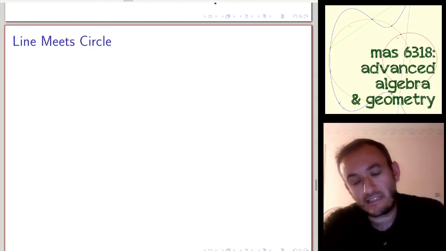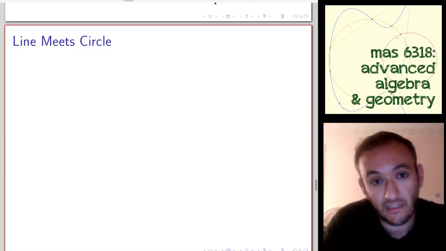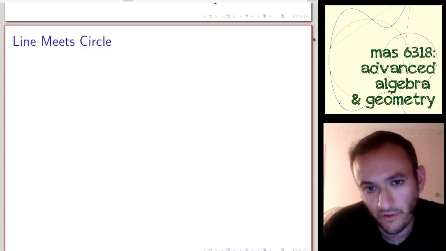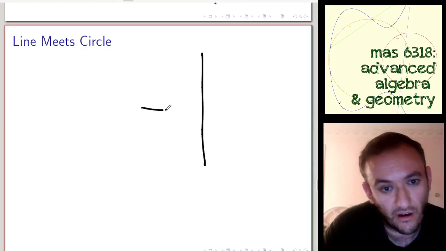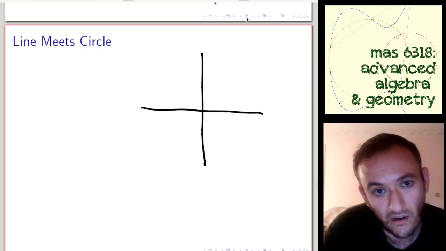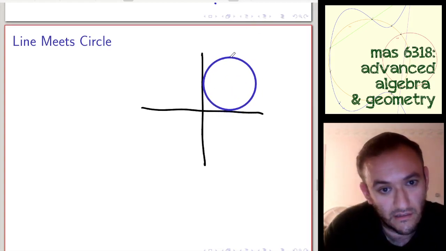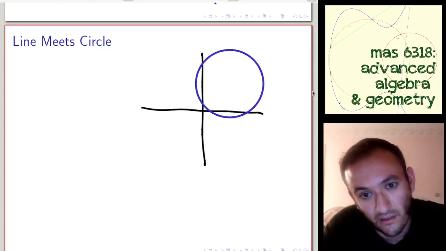So now let's think about what happens when a line meets a circle. We spent a lot of time discussing lines meeting lines, but now let's discuss lines meeting circles, which is more complicated. So let's say we have our axes. Let's draw a nice big circle here, and now we can draw a line.